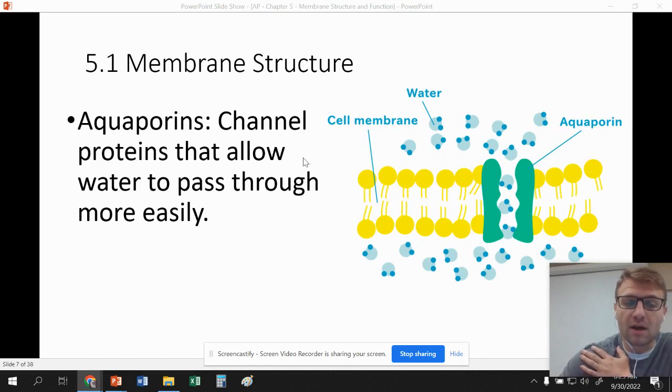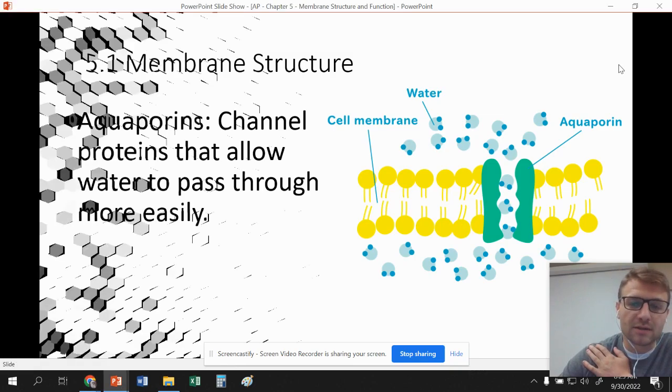Aquaporins, these are channels that allow water to pass through more easily. You can see the water passing through. If you remember from the last slide, this would be an integral protein because it goes the whole way through. Now, water can pass this membrane, but it takes a little bit of time and energy because these are polar molecules, and we're going to learn that these polar molecules don't travel past the membrane very well. So they use these things called aquaporins.